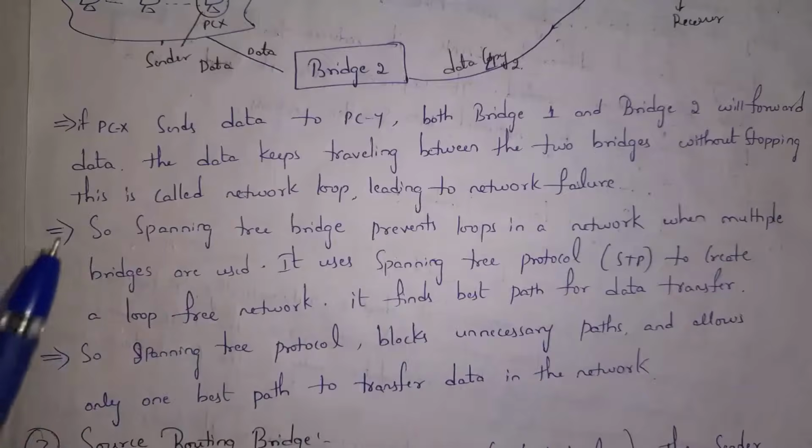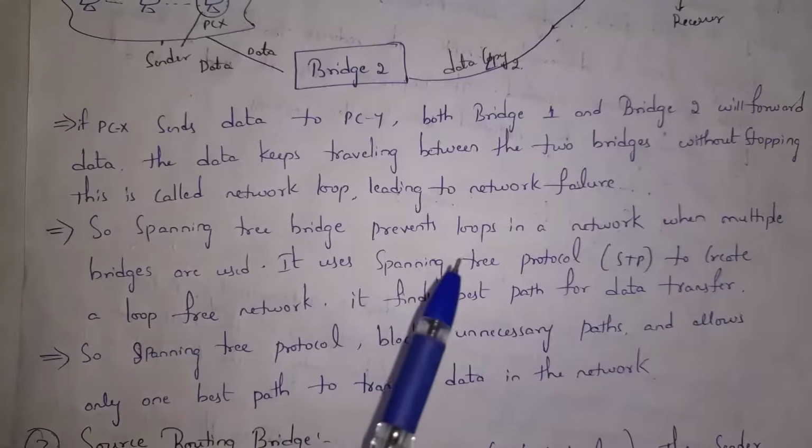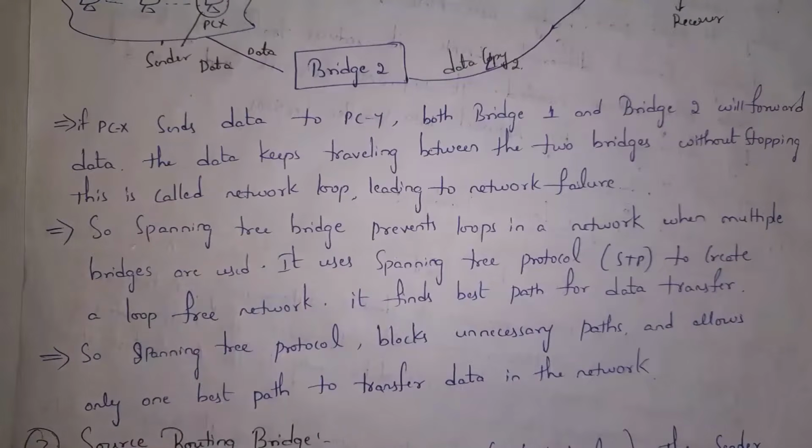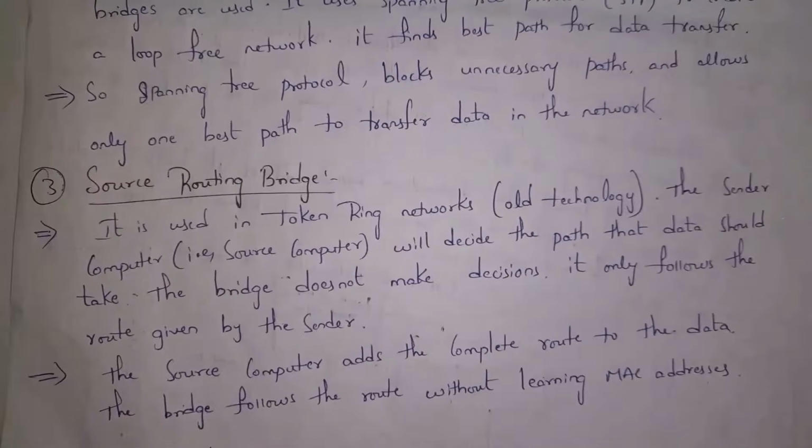So the spanning tree bridge prevents loops in a network when multiple bridges are used. It uses the spanning tree protocol to create a loop-free network. It finds the best path for data transfer. So the spanning tree protocol blocks unnecessary paths and then it will choose only one best path in order to send data. As the spanning tree protocol will choose only one short and best path, data will be transferred to the receiver very fast.